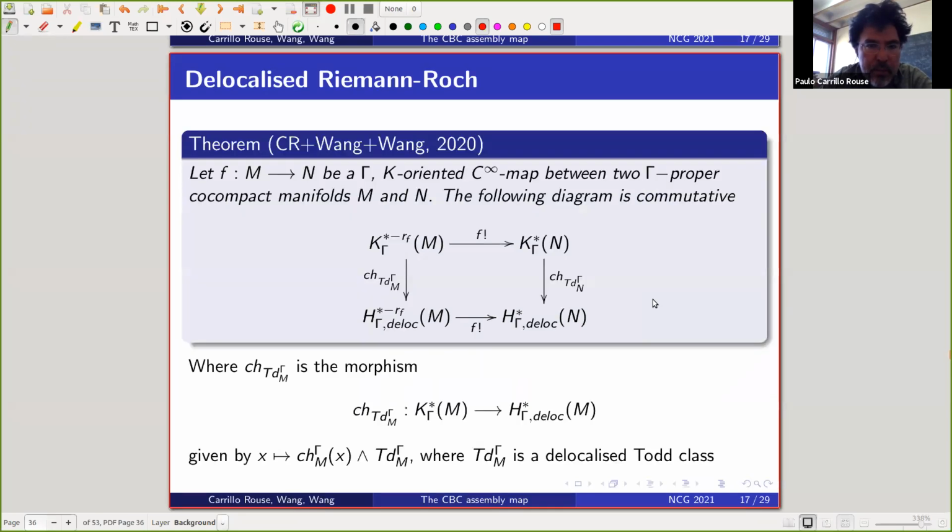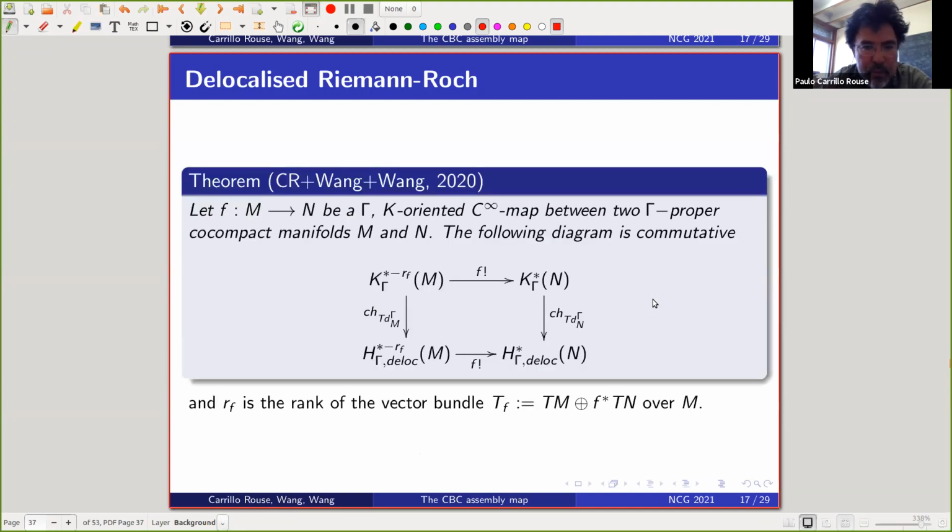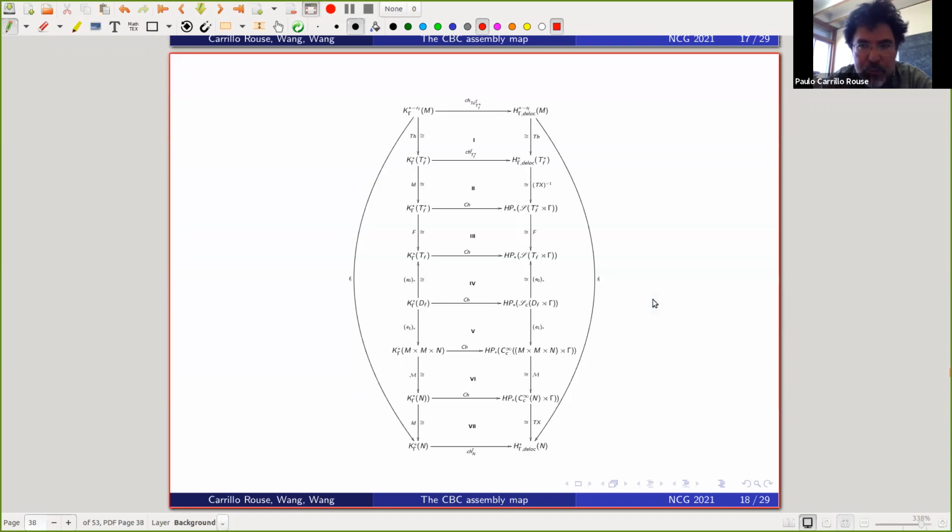So here you have some Chern character, but it has to be twisted by some delocalized Todd classes that I will try to sketch, by giving a sketch of the proof. So here again, the rank of the bundle, this RF, is the rank of the vector bundle. And then let me give you the sketch of the proof, which is for me very natural. Once you have these right groupoids, the proofs are natural.